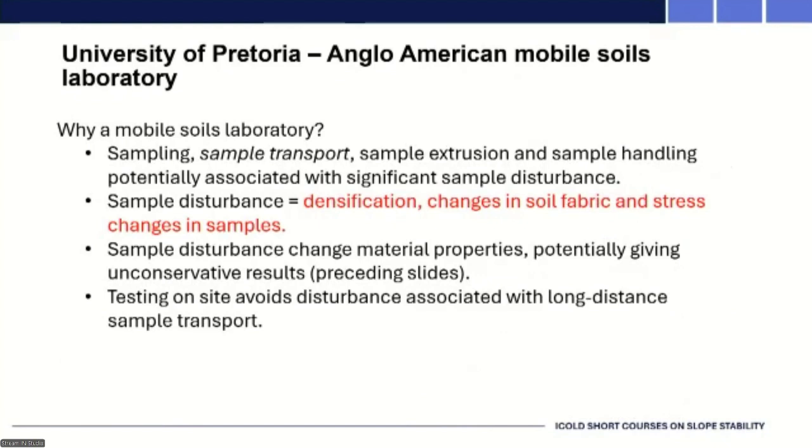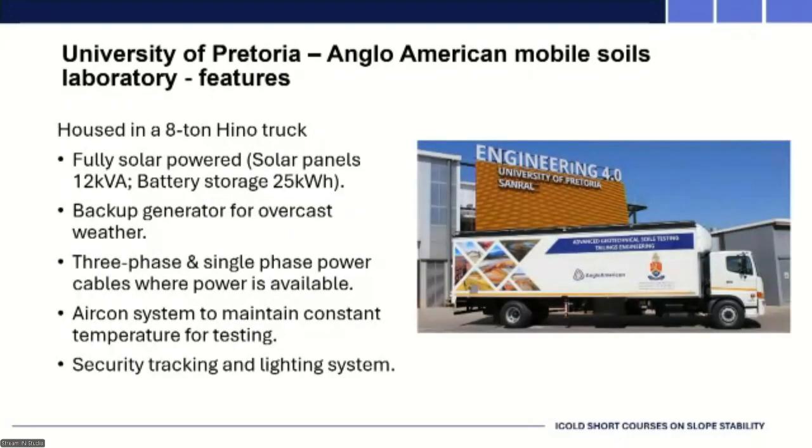So we've got, in collaboration with Anglo-American, a mobile soils laboratory set up, and the intention is that we avoid or minimize the disturbance associated with sample transport. And this is what it looks like. It's an 8-ton truck, and it is fully equipped with solar panels on the roof, a battery system. There's a generator and ability also to plug into the mains if there is power available.